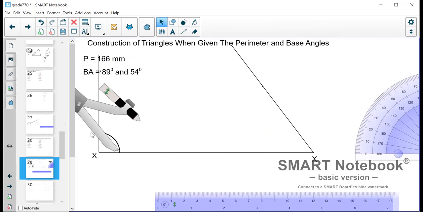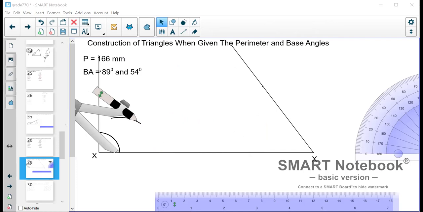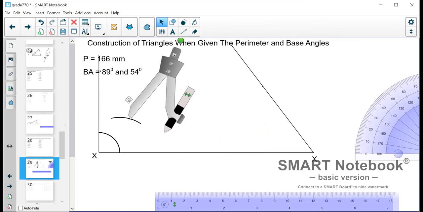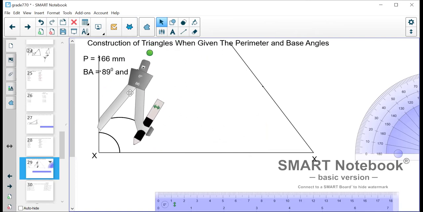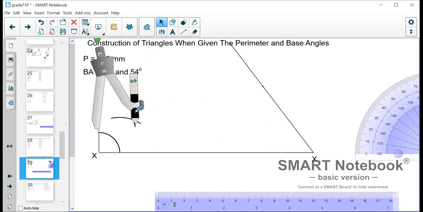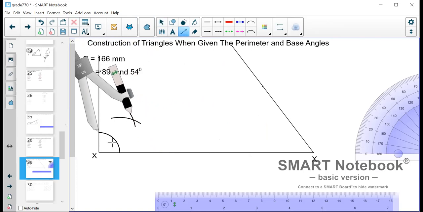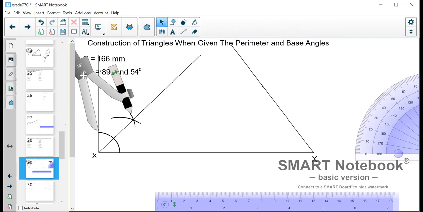Of course, one in the middle here, one in the middle, and the other one will intersect that one. And remember, we're using the same measurement. So what we do here is draw the line through the intersection. And of course, that will give us the bisector of the 89 degrees, as you can remember.